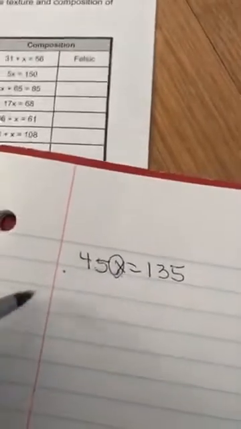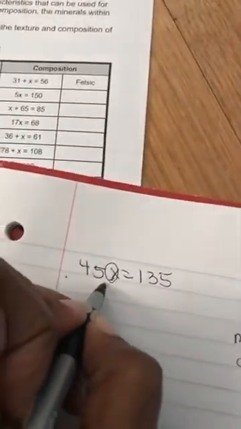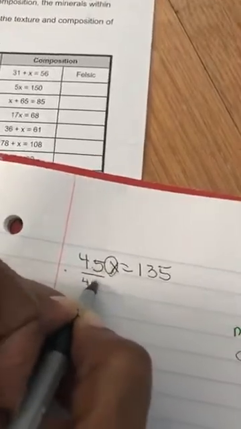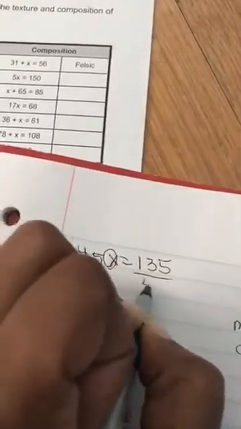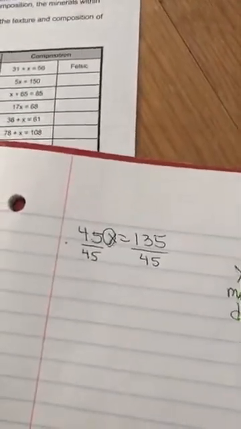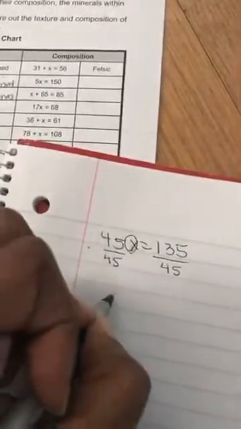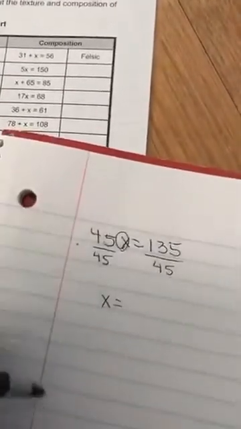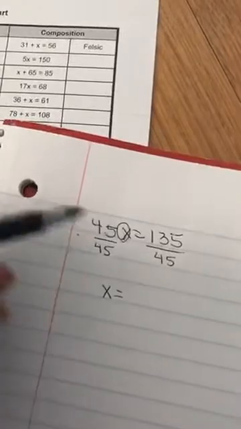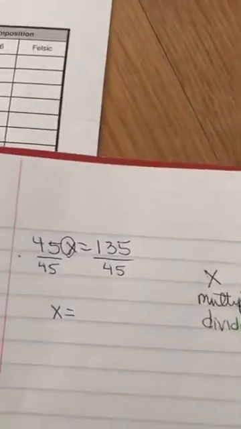So that tells me now I have to do the opposite, right? So I'll do 45 divided by 45 and 135 divided by 45. Okay. 45 divided by 45 is 1. And we're just going to use our invisible 1. And then how many groups of 45 are there in 135?